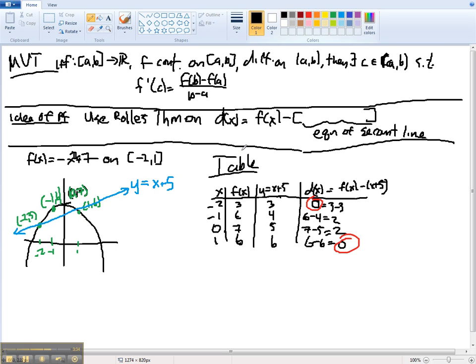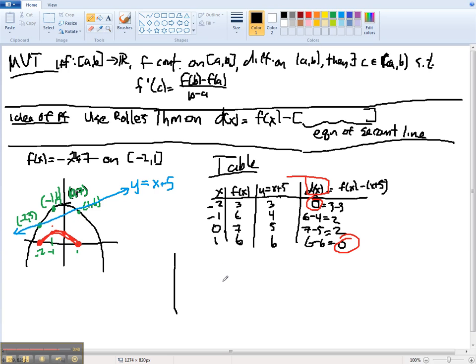So let me draw the graph of d of x. I'm just going to draw it on the same axes. I can plot 0 there, 0 there, and then I get 2 there, and 2 there. If you actually did this for all the points, I think it would look kind of parabolic. So now on this red function, I can apply Rolle's theorem, and then everything just works out nicely.